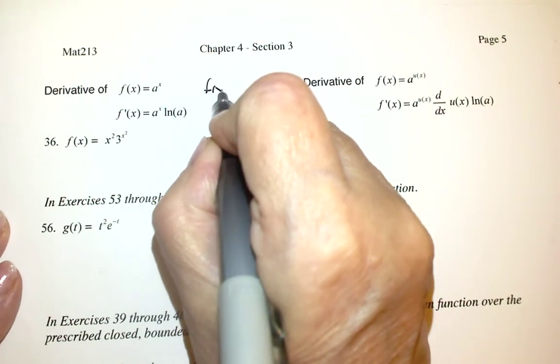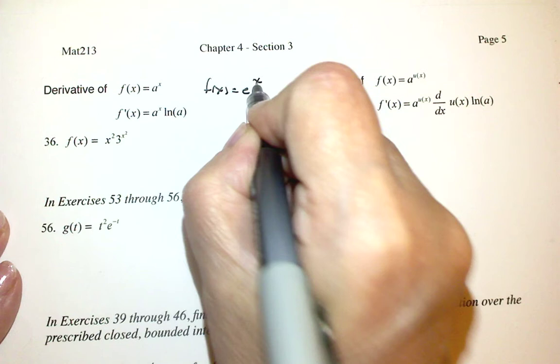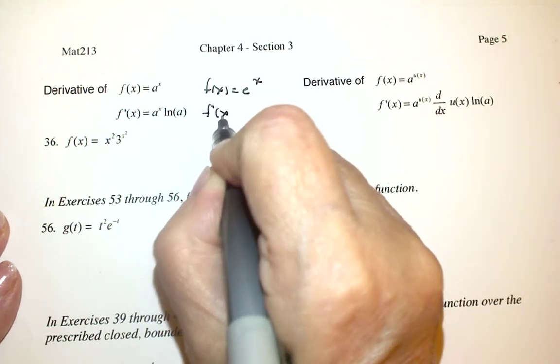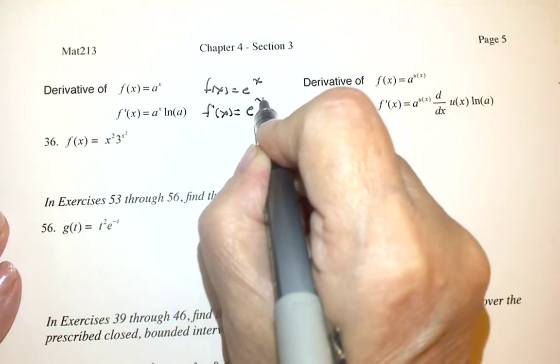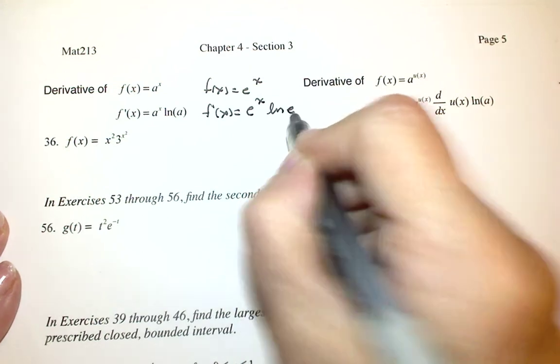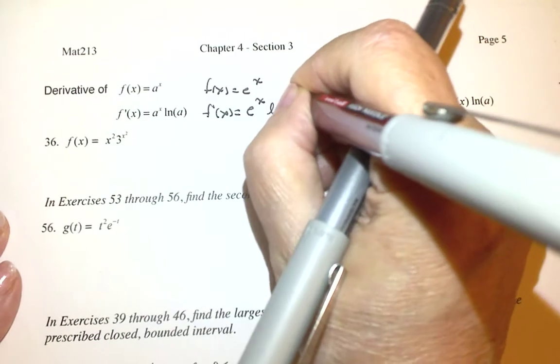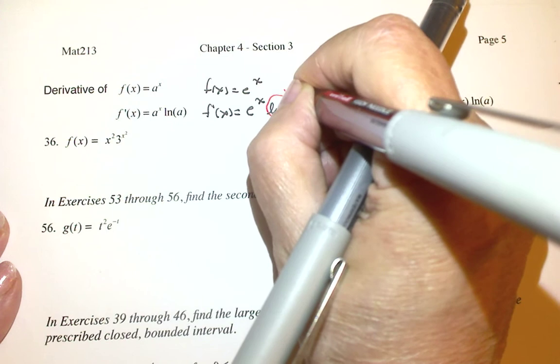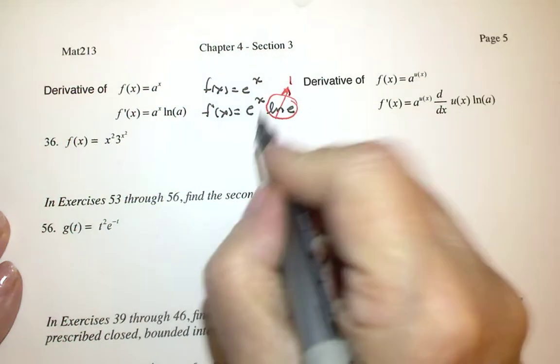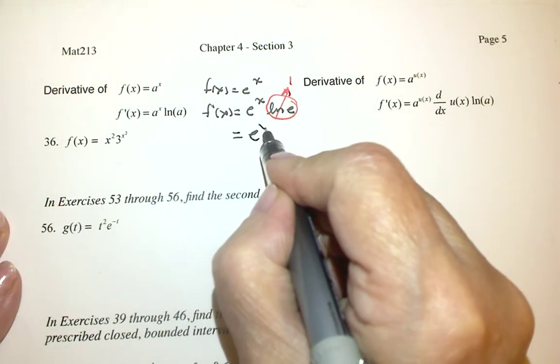And if f of x were equal to e to the x, f prime of x equals e to the x natural log of the base, which is e. Natural log of e is just 1. And that's where they get e to the x.